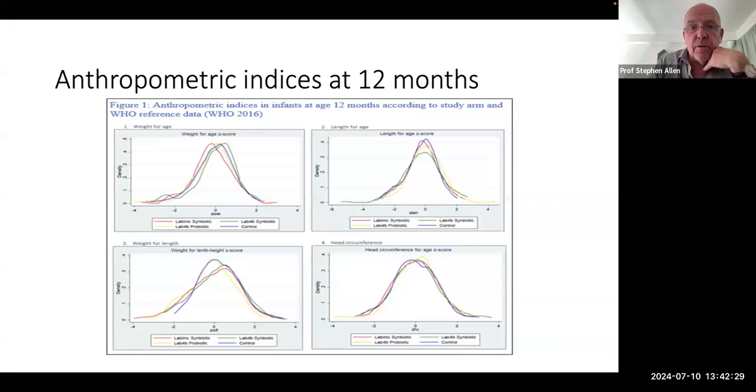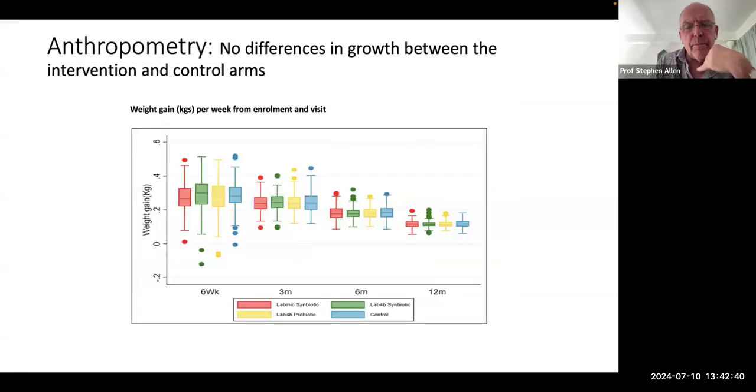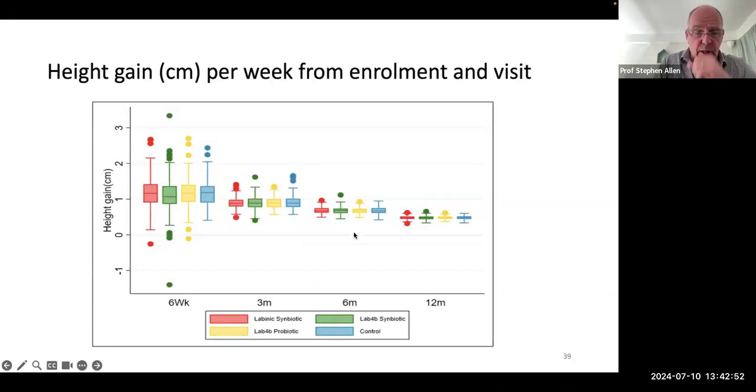These are the same sort of indices at 12 months. Again, all looking like very good WHO standard data. This is weight gain at the different time periods in the study arms. Optimal weight gain, 300 grams per week initially, tailing off a bit as you'd expect, but no difference between study arms. This is height gain, same picture, very good height gain over the first 12 months, no difference between the study arms.